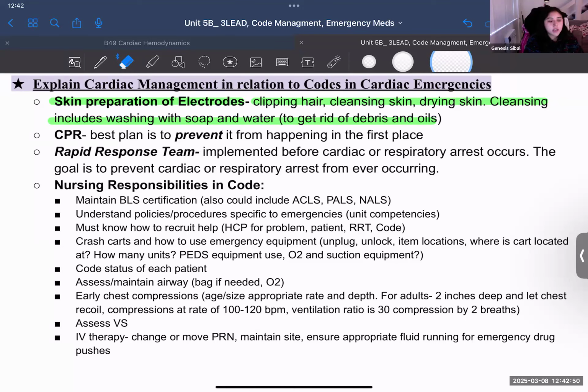In terms of skin preparation and electrodes, I feel like you guys already know that. It's the same exact thing as before. Dry the skin. You can clean it with soap and water, but make sure you get rid of it. Make sure it's dry. You clip some hair. You got to shave it. Do what you got to do.